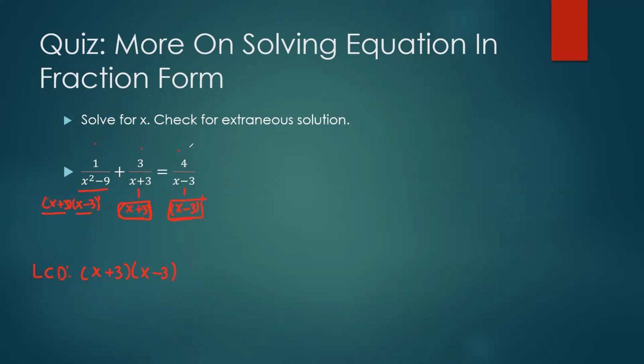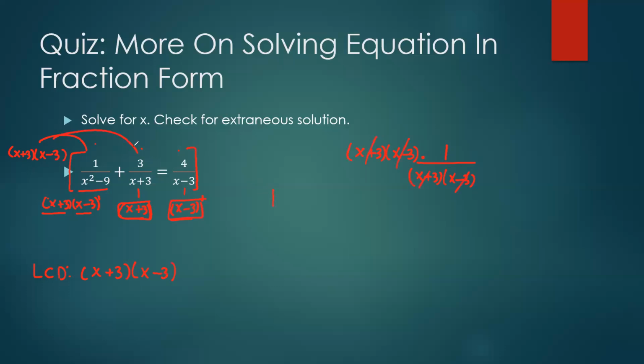Now you're going to multiply all three sides by x plus 3, x minus 3. On this side, what do you see that cancels? If you get confused, just write it out. We have x plus 3, x minus 3 times 1 over x plus 3, x minus 3. Everything cancels, so you're just left with 1.